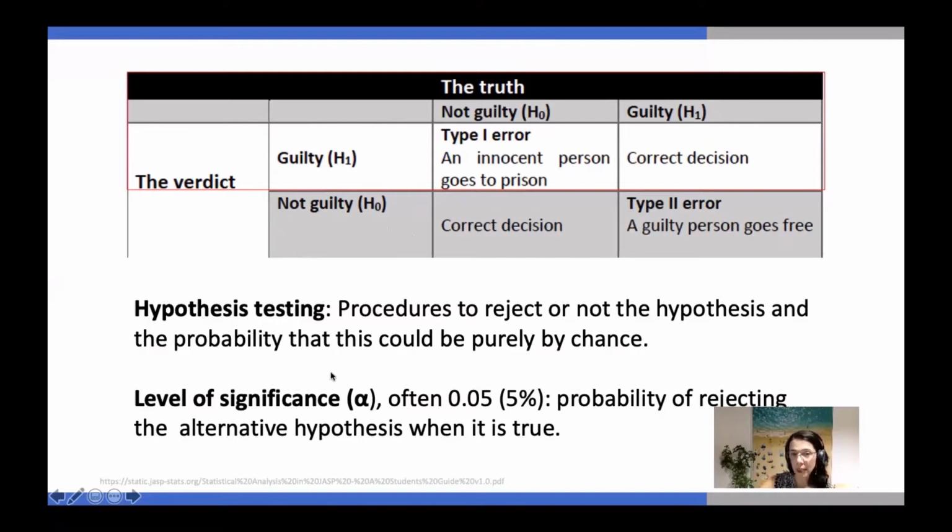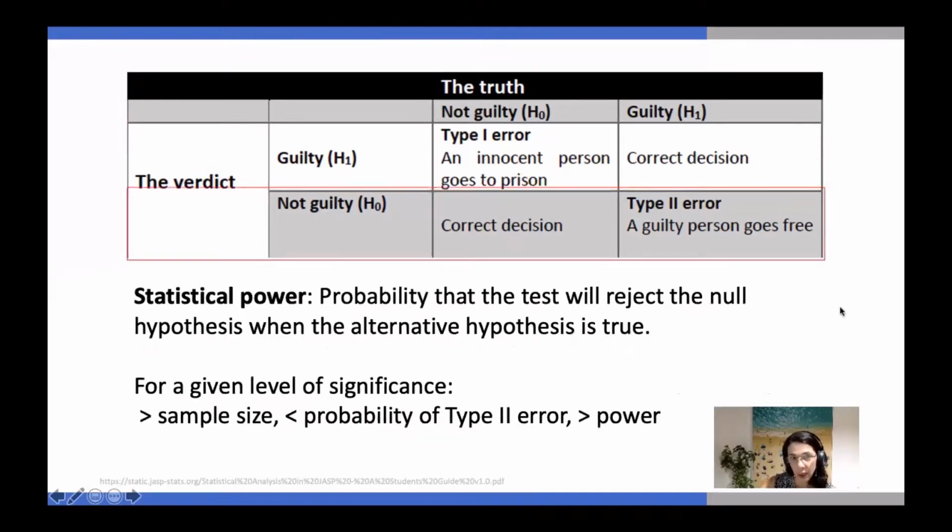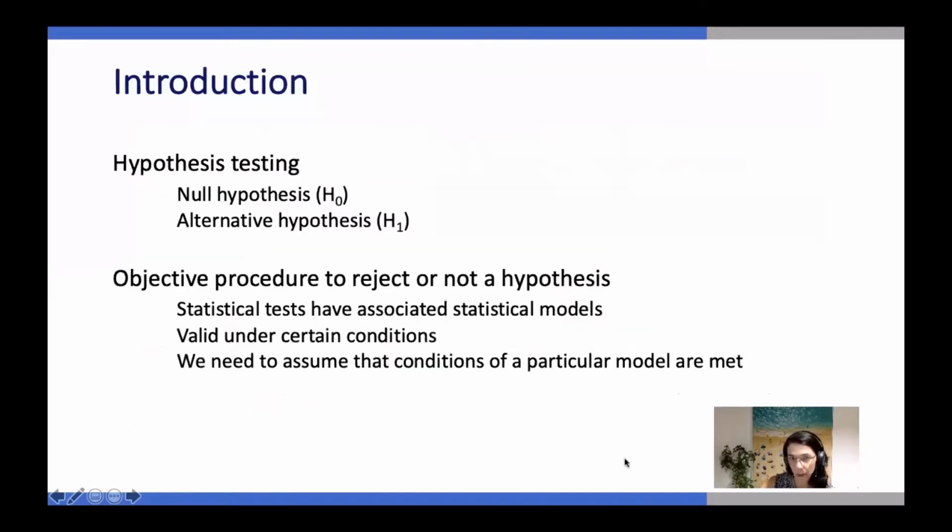And the level of significance, or alpha, often set to 0.05 or 5%, is the probability of rejecting the alternative hypothesis when it is actually true. Statistical power is the probability that the test will reject the null hypothesis when the alternative hypothesis is true. So for a given level of significance, the bigger the sample size, the lower the probability of type 2 error, and the greater the power.